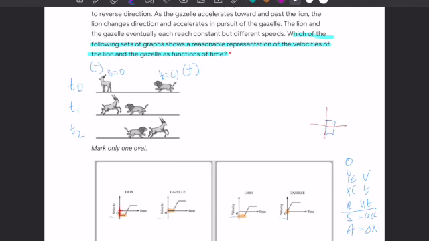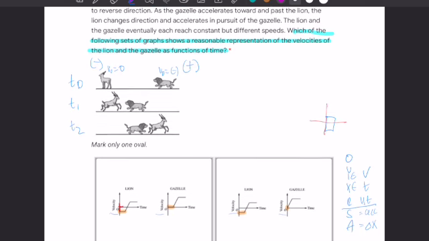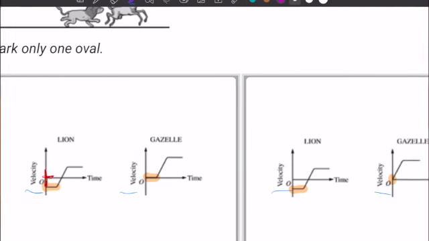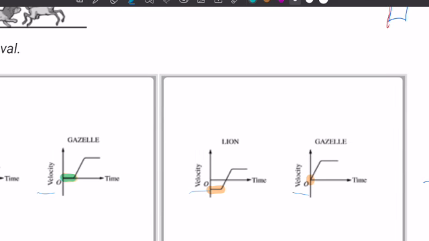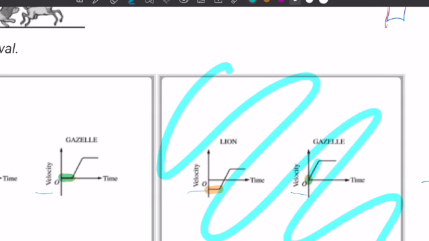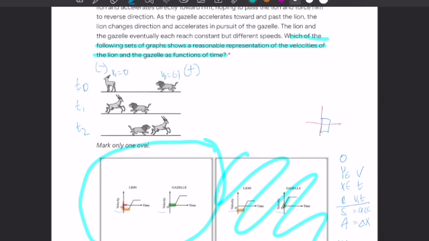The lion changes to, let's see here. After several seconds, the gazelle notices the lion and accelerates directly toward him. So that means the velocity of the gazelle stayed 0 for a couple seconds. And if we notice that, that's exactly what we see here. We see it staying 0 for a couple seconds. But here, this says it accelerates immediately. Already, it's inconsistent with everything. And that's choice A. This choice is the correct answer, because none of the others meet those criteria.